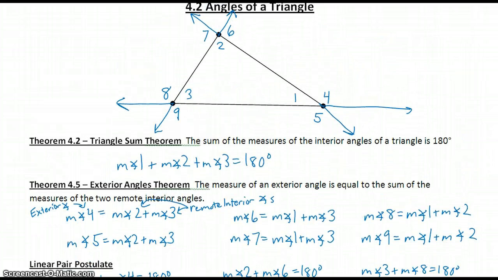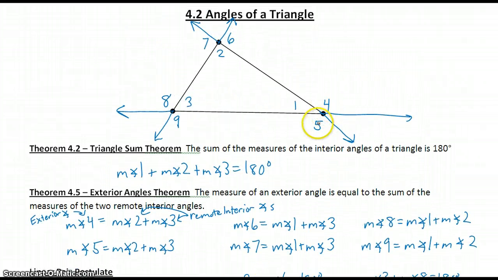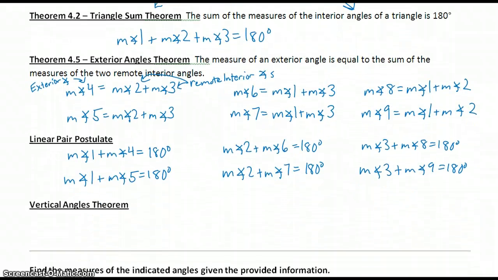We also have some vertical angles. 4 and 5 are vertical, and 7 and 6 are vertical, and 8 and 9 are vertical. And by the vertical angles theorem, those angles will be congruent, which means that their measures will be equal.